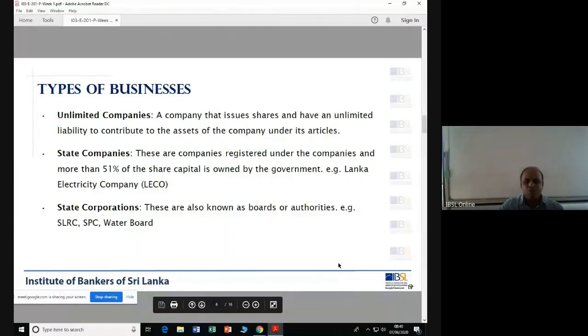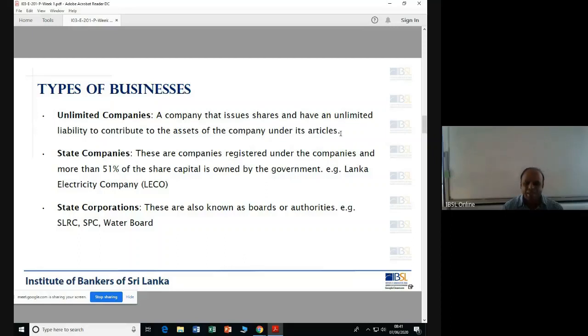So once we have understood this limited company, now we go to the unlimited company. So it's very easy for me to explain now. What does it mean? A company that issues shares and has an unlimited liability to contribute to the assets of the company under its articles. Which means now your obligation for your liabilities is not limited to your assets. It can go beyond that. Suppose you are unable to settle your liabilities with the assets that you have, you might have to bring something from home also to settle these liabilities.